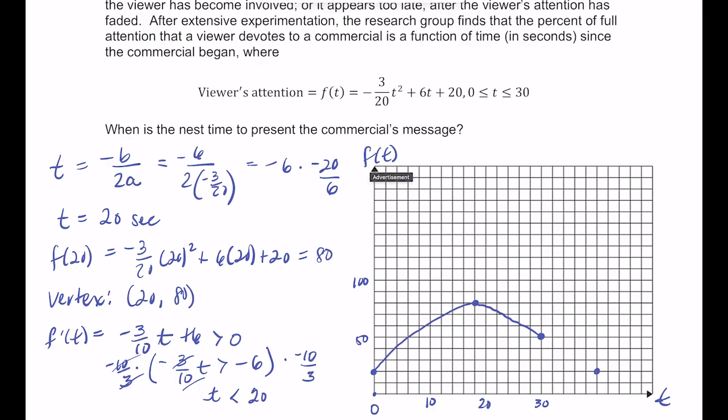So what that means is the viewer's attention is increasing for the first 20 seconds, and then it starts to decrease for the last 10 seconds. So here you can see where it's increasing, and then here it starts to decrease. So the best time to present the commercial's message would just be at 20 seconds, right? Because the viewer is going to devote 80% of their attention to the actual commercial.